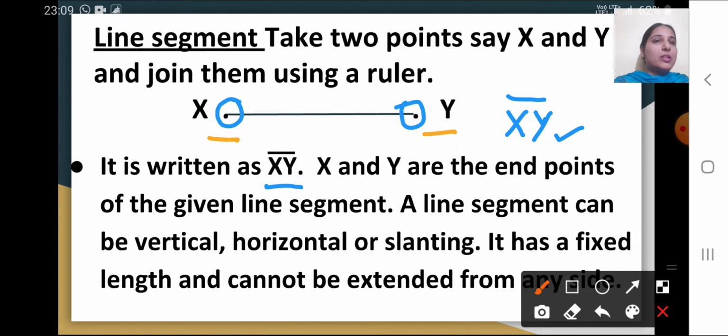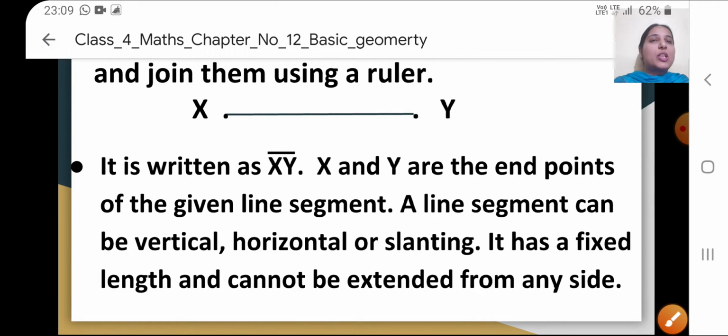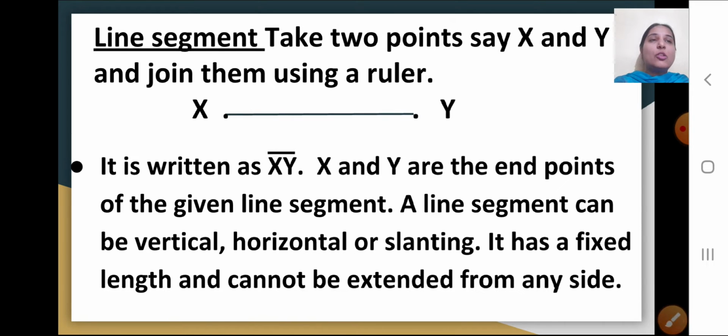Here X and Y are the end points of the given line segment. A line segment can be vertical, horizontal or slanting. It has a fixed length and it cannot be extended from any side. So this is a line segment when we join 2 points with the help of a ruler. It has 2 end points and it cannot be extended from any side.